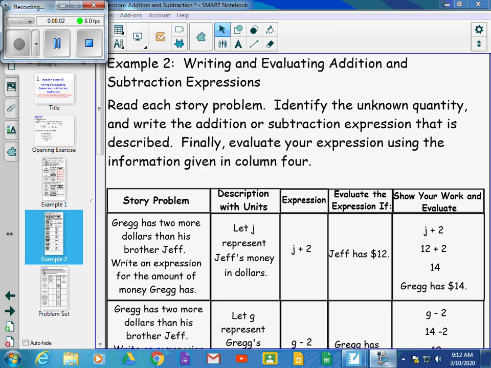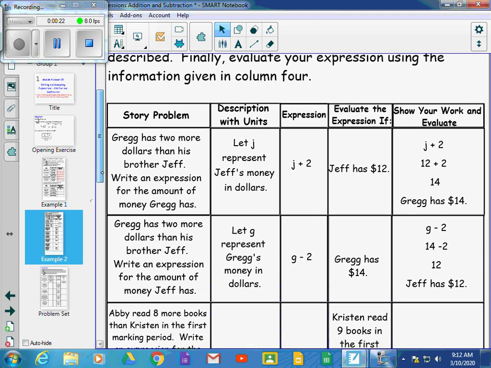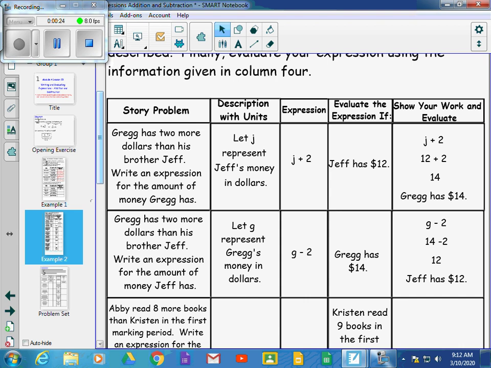Now let's try example 2. It tells us to read each story problem, identify the unknown quantity, and write the addition or subtraction expression that is described. Finally, evaluate your expression using the information given in your column 4. So a couple of these examples have been done for you. We're going to talk about them, and then you're going to finish the rest of them and check yourselves in the key provided in Google Classroom.